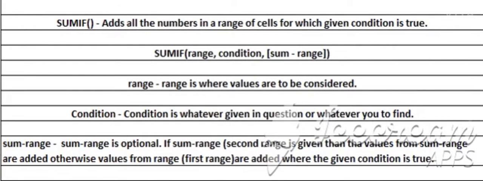Sum range is optional, that is, the second range is optional. If it is not given, then the values you will get are from the range, that is the first one. The first range values are added where the given condition is true. This we will understand with the help of examples. We'll calculate a few questions and you'll understand.